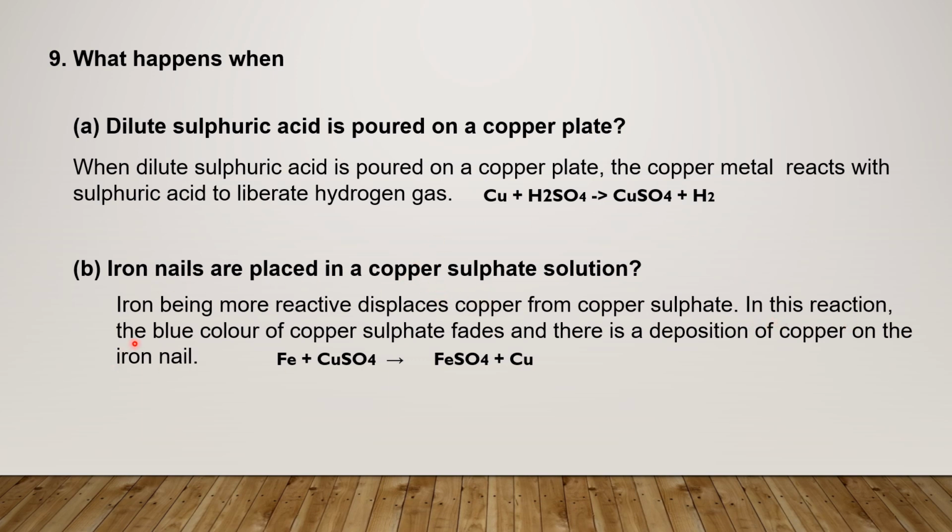In this reaction, the blue color of copper sulfate fades and there is a deposition of copper on the iron nail. And the chemical equation is: iron, that is Fe, plus copper sulfate, CuSO4, gives FeSO4 plus Cu, as Fe comes here.